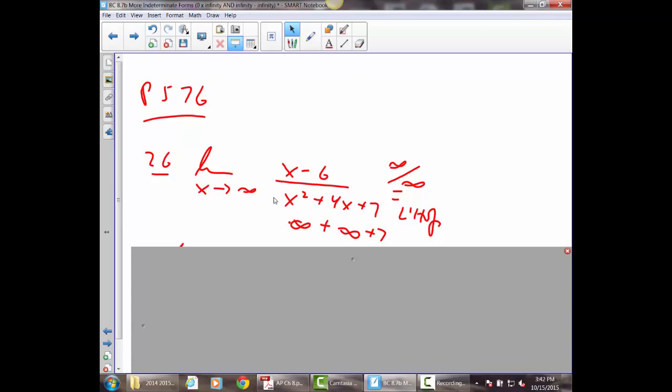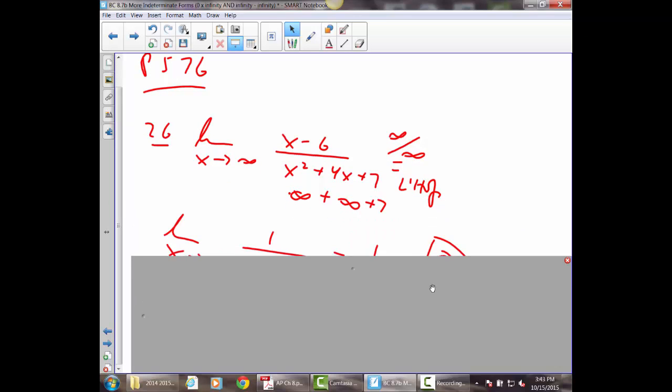Looking at number 26, they have the limit as x goes to infinity of x minus 6 over x squared plus 4x plus 7. So the first thing you'll do is plug in infinity. Infinity minus 6 is infinity. Infinity squared is infinity. 4 times infinity is infinity. Infinity plus infinity is infinity plus 7 is infinity. So we do have infinity over infinity.